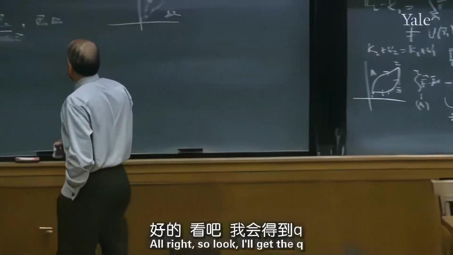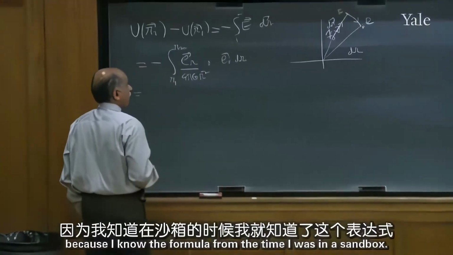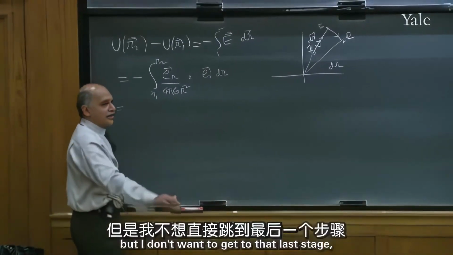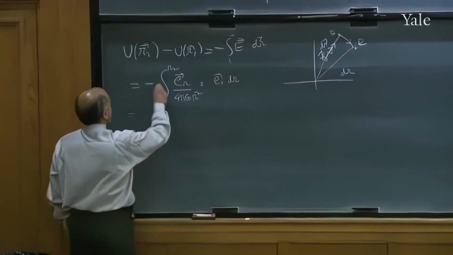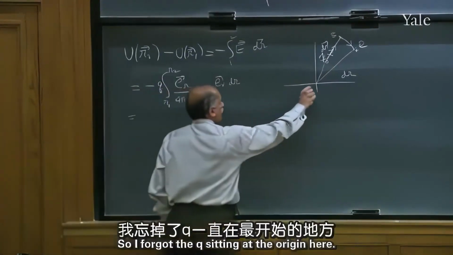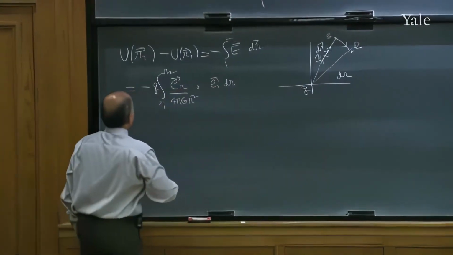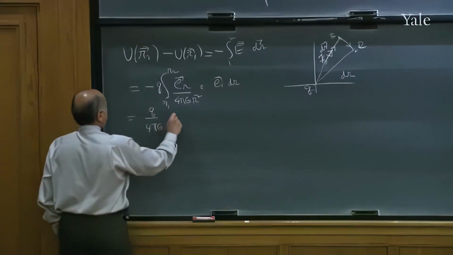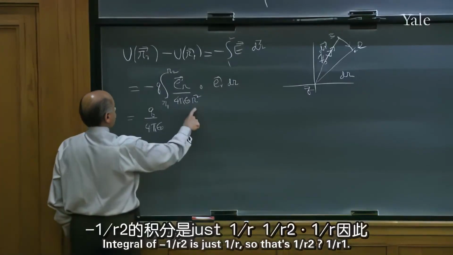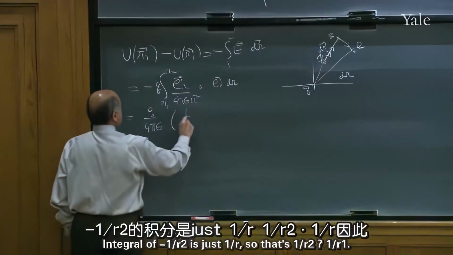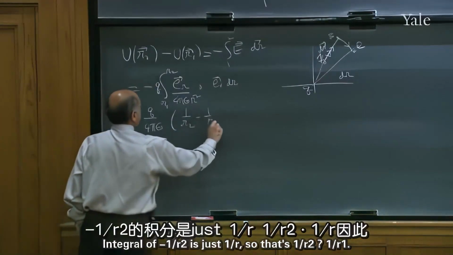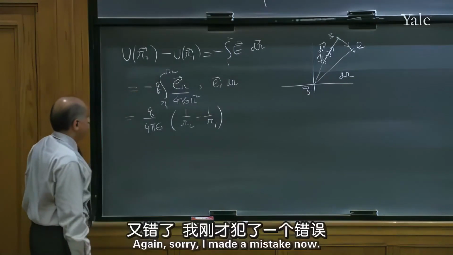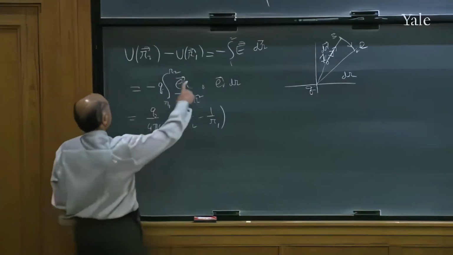All right, so look, I will get the Q because I know the formula from the time I was in a sandbox. I know something is wrong, but I don't want to get to that last stage and go back and change everything. So I forgot the Q sitting at the origin here. Okay, so this is Q over 4 pi epsilon 0. Integral of minus 1 over r squared is just 1 over r. So that's 1 over r2 minus 1 over r1. Again, sorry for it. I made a mistake now.